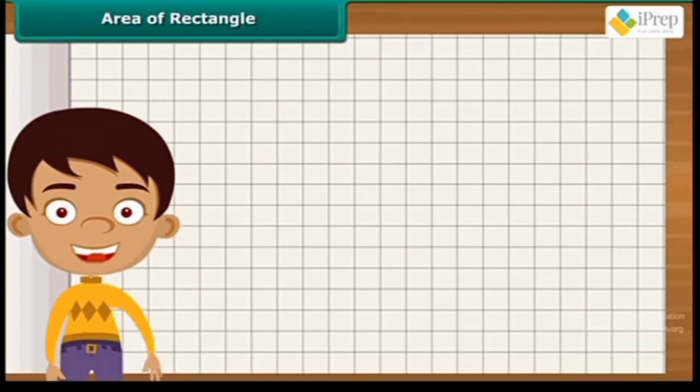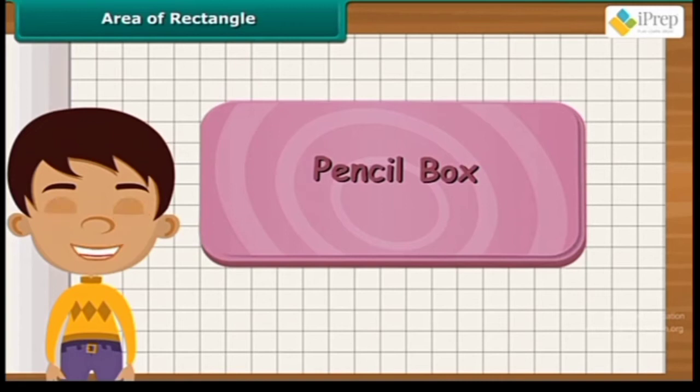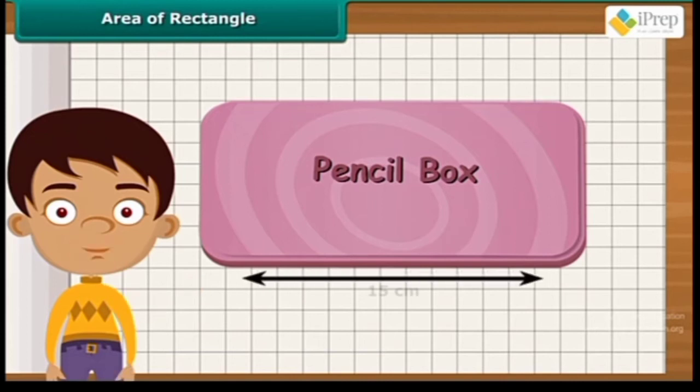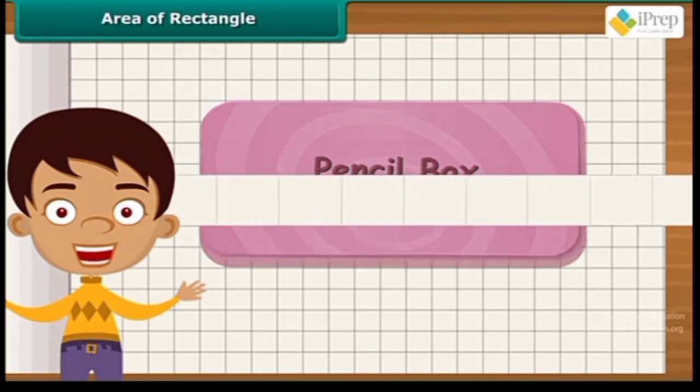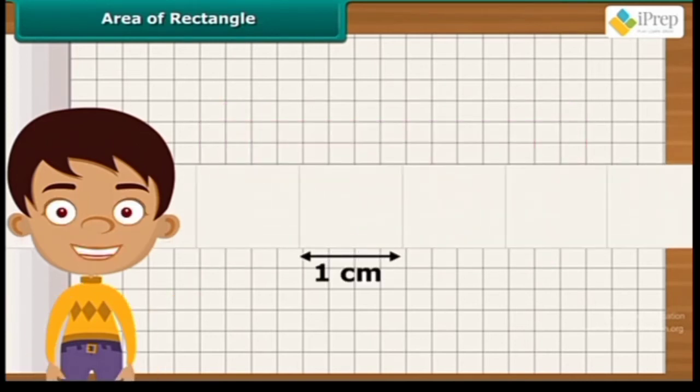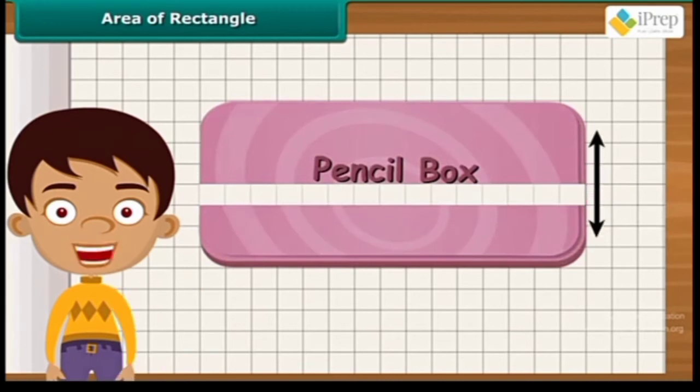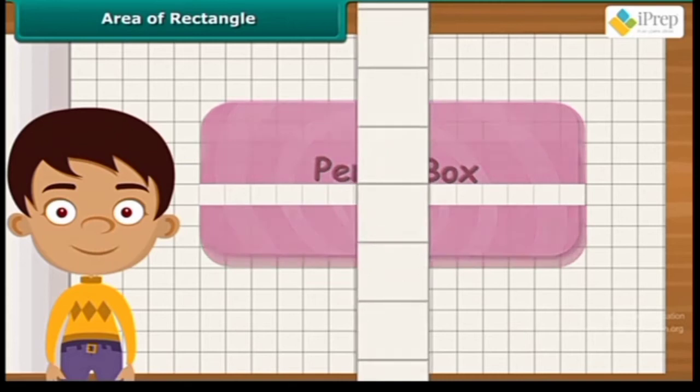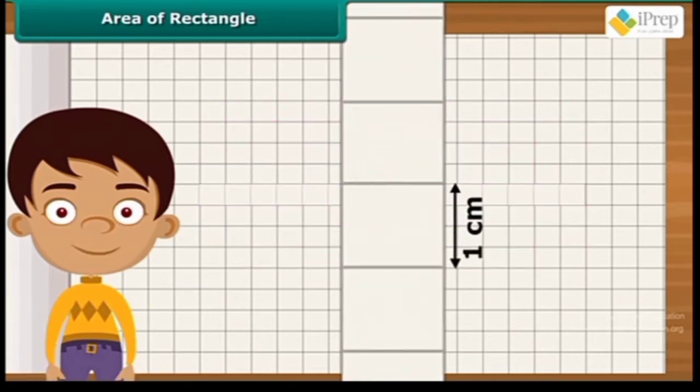The area of a rectangle by counting squares. Take a rectangular pencil box. Place it on a squared paper. The length of the box is 15 centimeters. Arrange 15 squares of side 1 centimeter along its length. The breadth of the box is 8 centimeters. Arrange 8 squares of side 1 centimeter along its breadth.